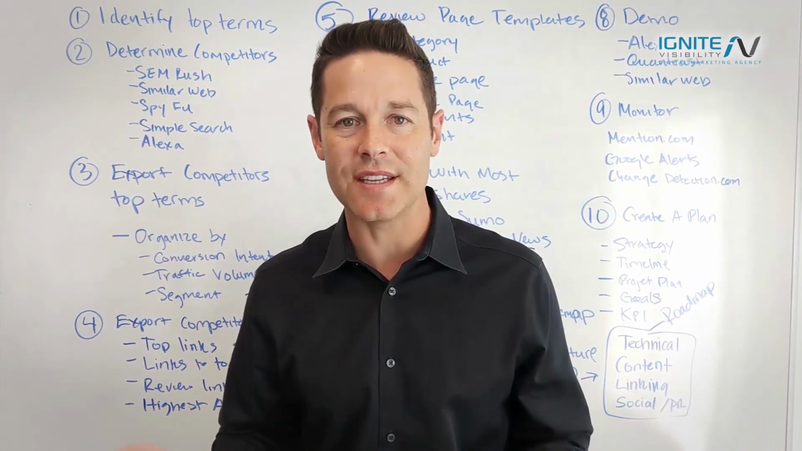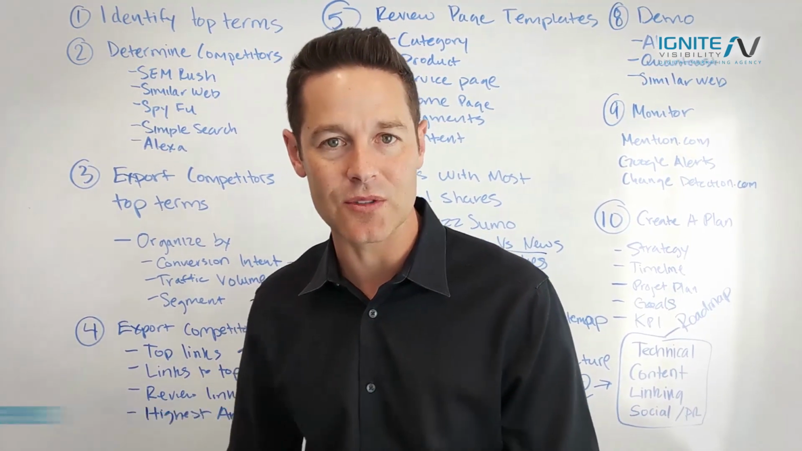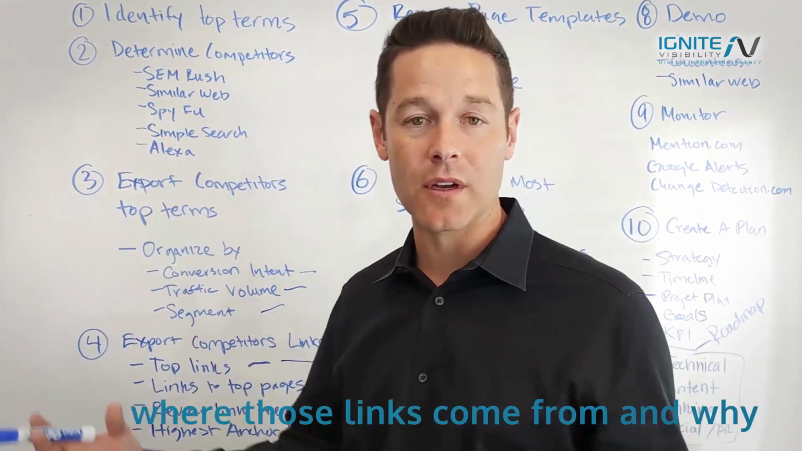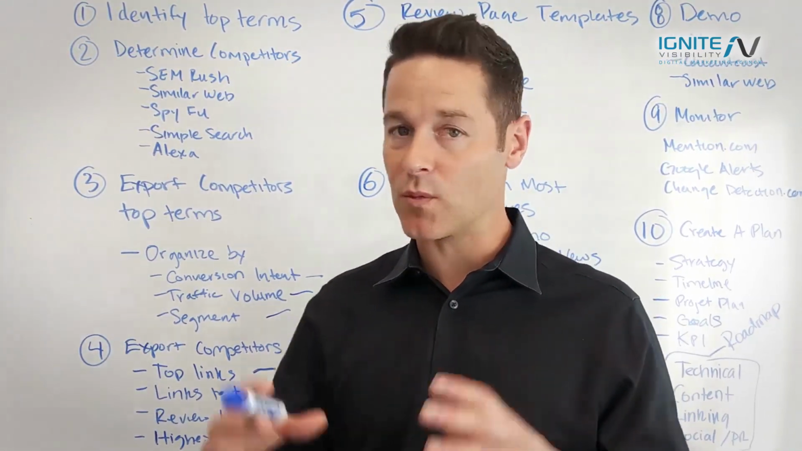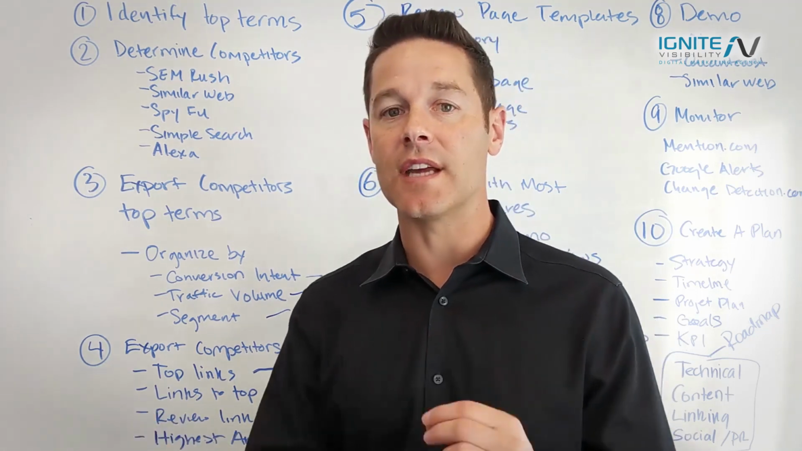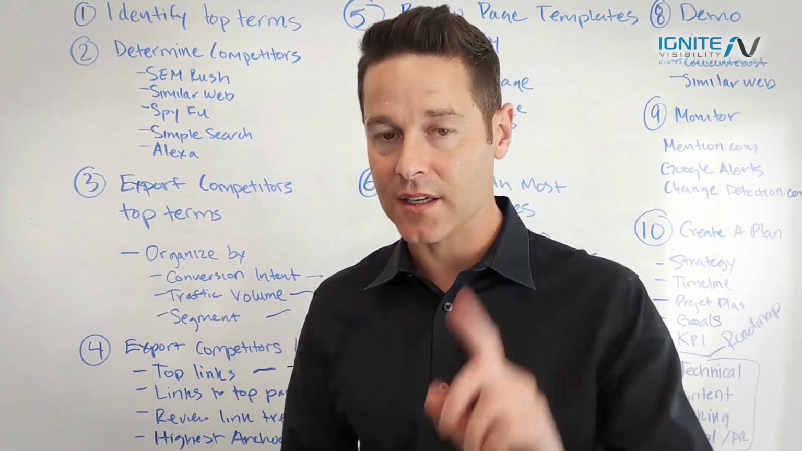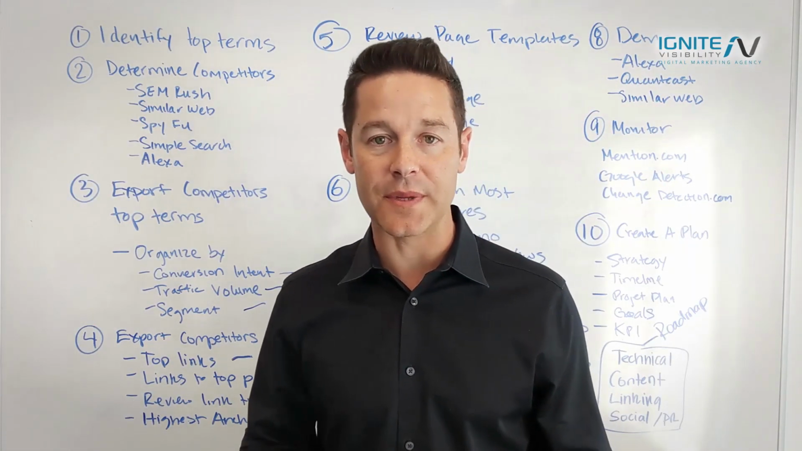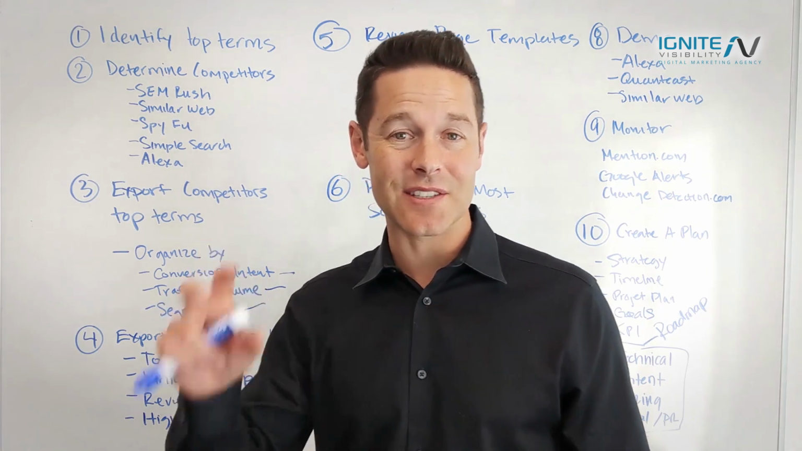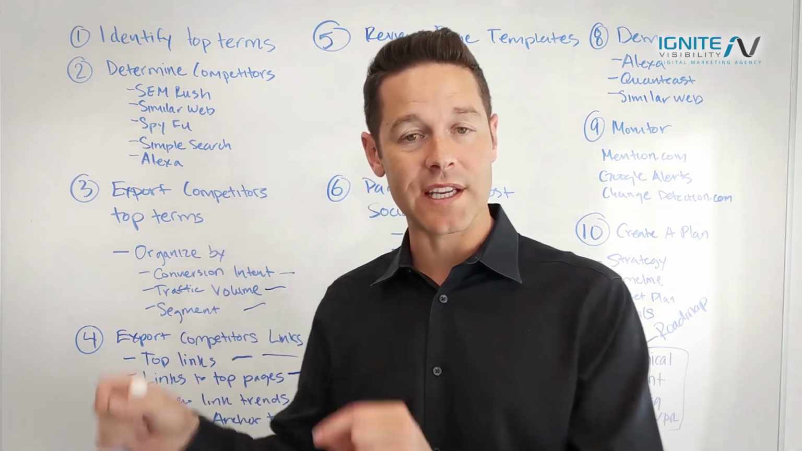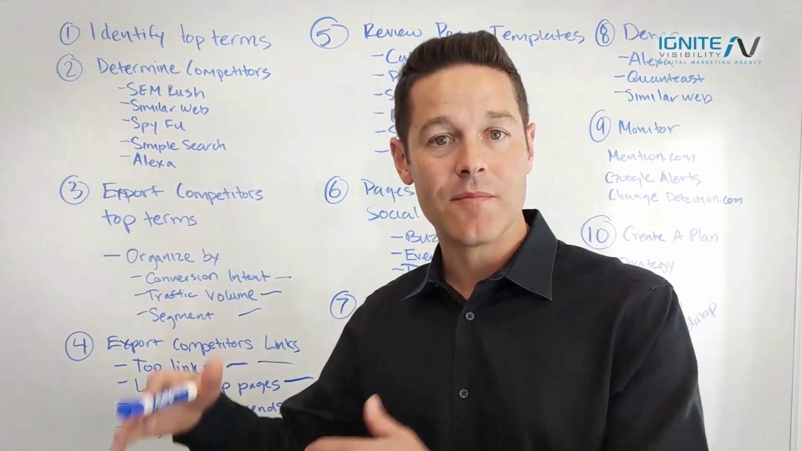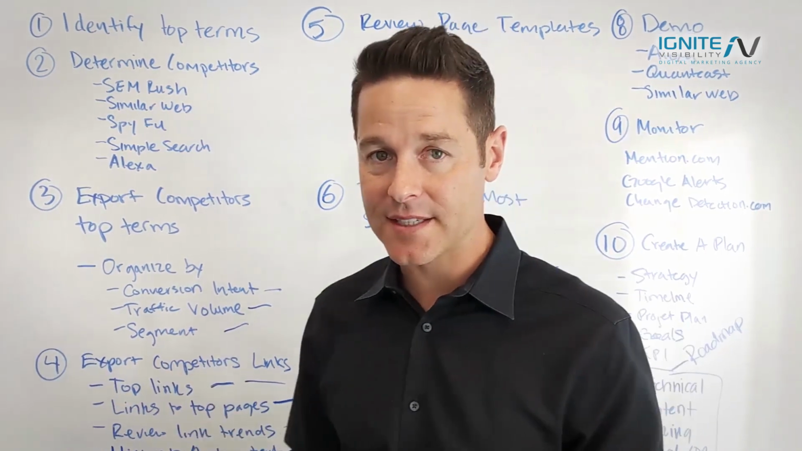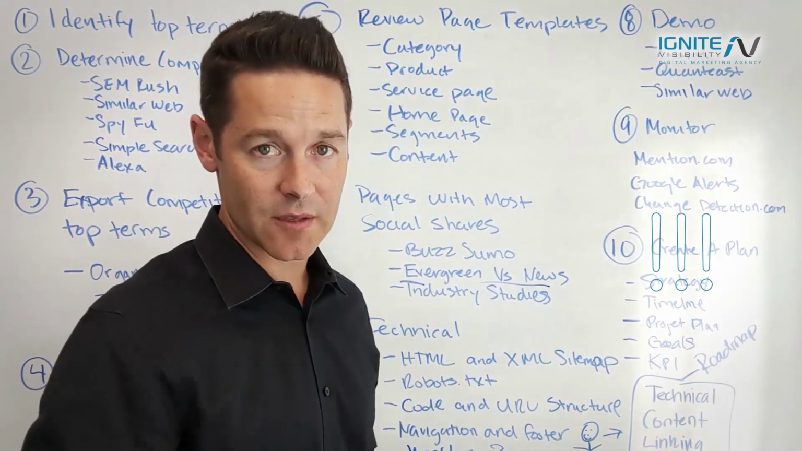When I say linking trends, I mean, are they getting a lot of links coming in from the news? Are they getting a lot of links coming in from education sites? Where is that bulk amount of links coming from and why? Because once you understand that, you can start to dissect the way that they're actually getting those links. I'm going to dive into that a little bit more. The highest anchor text area is really important because you might find that somebody's linking to the website a whole bunch of different times with one keyword. That will tell you basically what term they're trying to rank the highest for. If it's got the same text in it, that's a very good indicator that they're link building for that term.